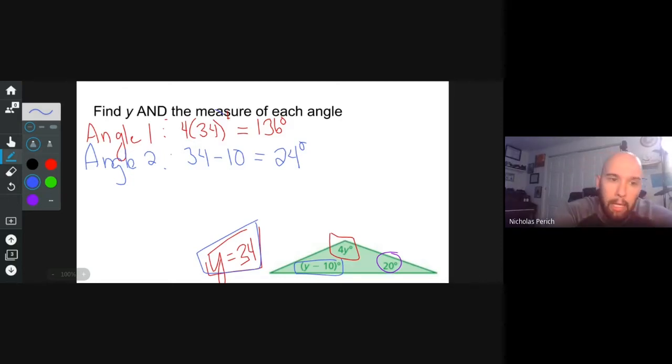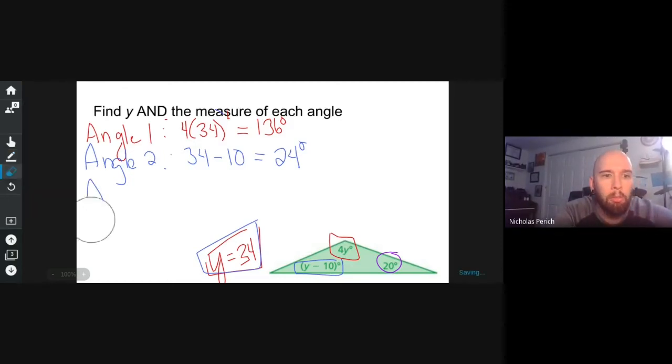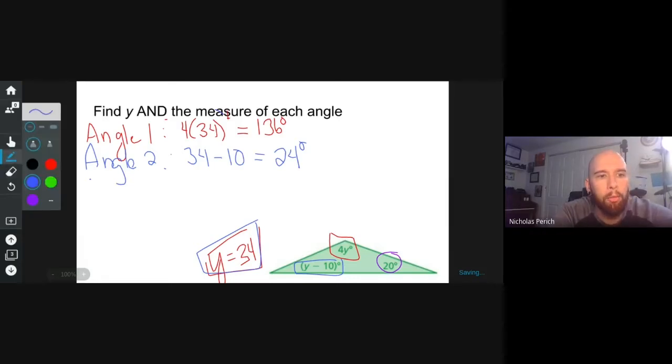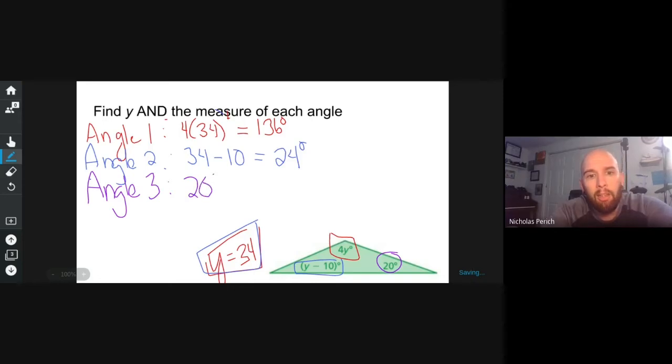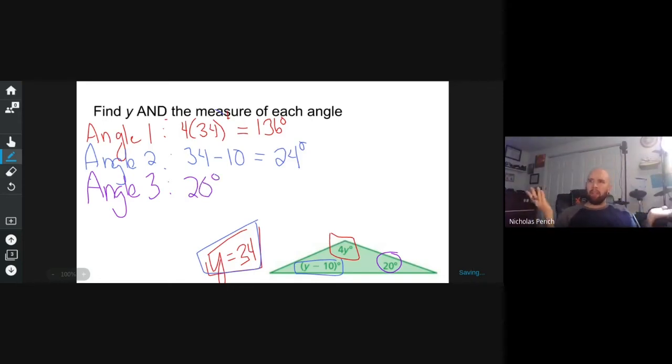Angle 3 is supposed to be in purple. Angle 3 is circled in purple, and it's done. I didn't know anything. So I found out what y was, and I used y to find all of my other angles.